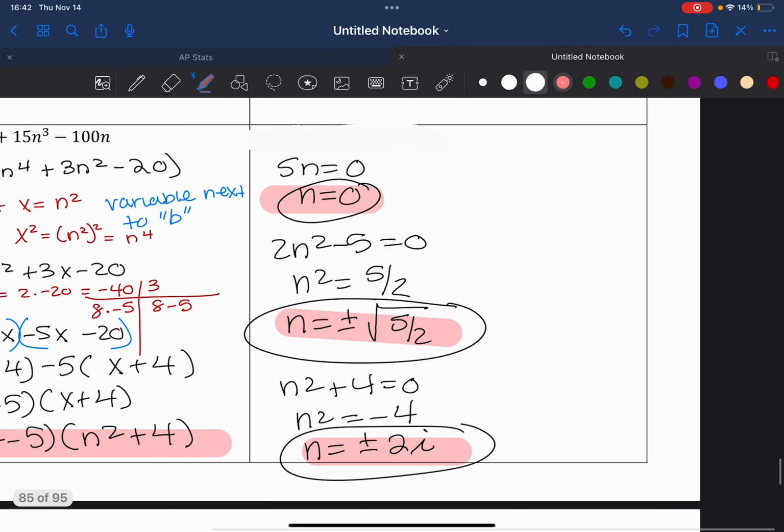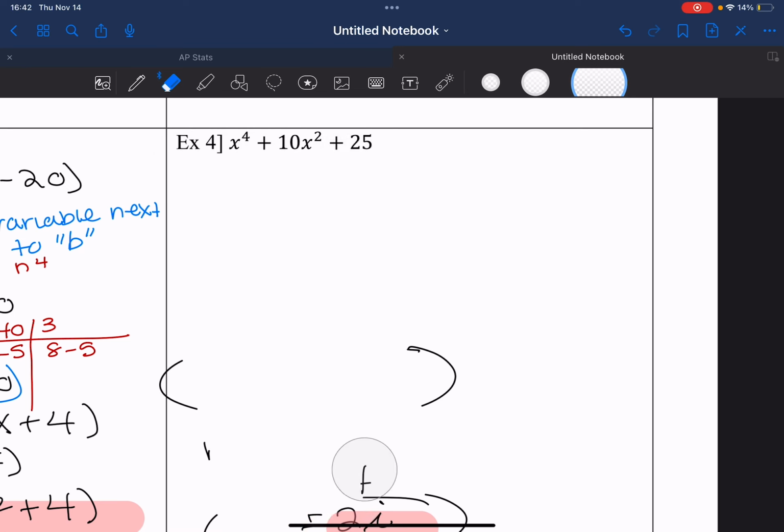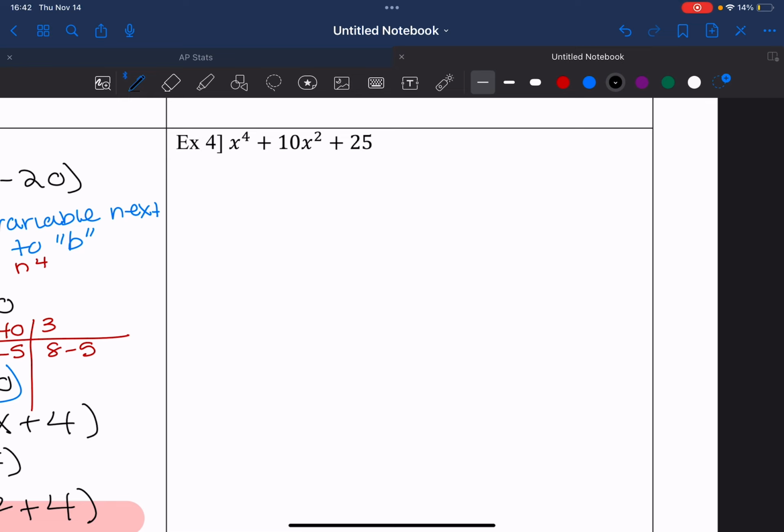Okay, then we're going to do number 4. So let me erase all this so we can have room for number 4. Number 4, we have x to the fourth plus 10x squared plus 25. Notice we're not able to take out a GCF, but this still doesn't look like a quadratic. So we're going to have to use the substitution.